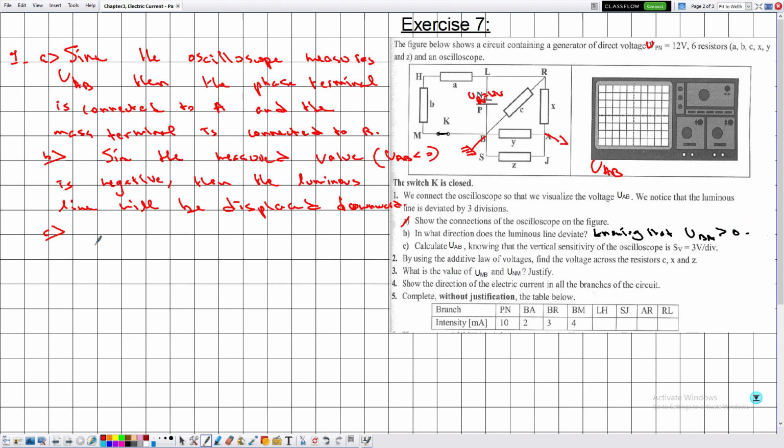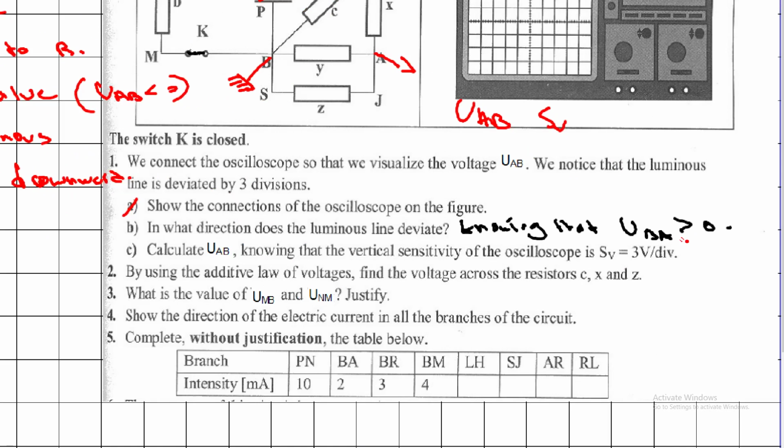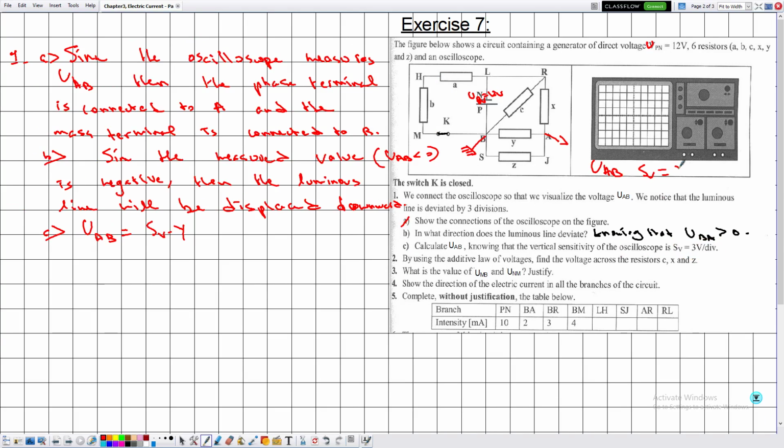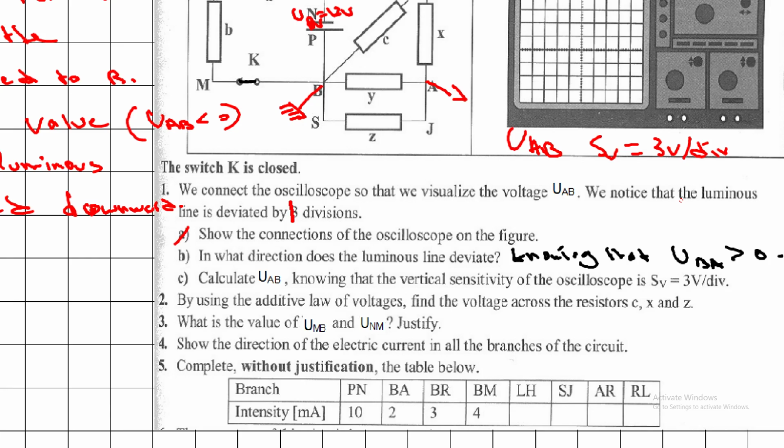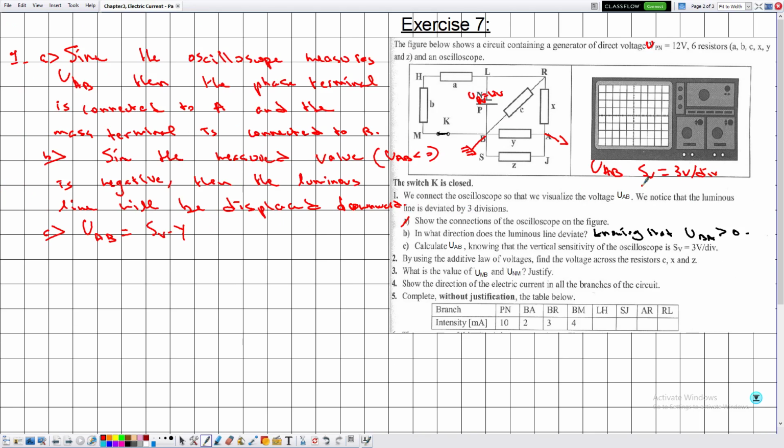Now in part C, calculate UAB. It's given by SV times Y, knowing that the vertical sensitivity SV is given by 3 volts per division. And here we know that it is displaced 3 divisions. So Y is equal to minus 3 divisions because we know it's downward. So it's equal to 3 multiplied by minus 3, which is equal to minus 9 volts. So UAB is equal to minus 9 volts.